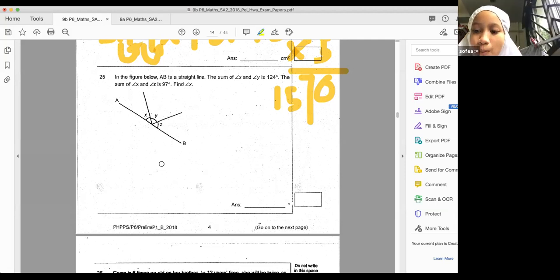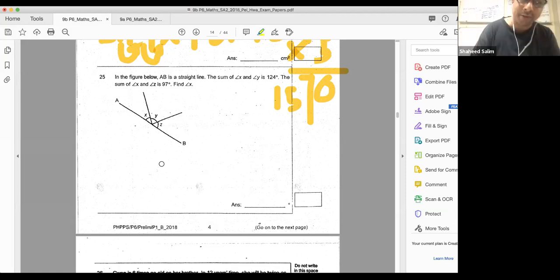Okay. One of you is right. The question is who's right? Well, we will come to that in a moment. Does the person who got it right know why she got it right? Do you think you know your method? Both Shafika and Sofia? Yes. Okay, let us see later. We're waiting for Rahana and Zahira.